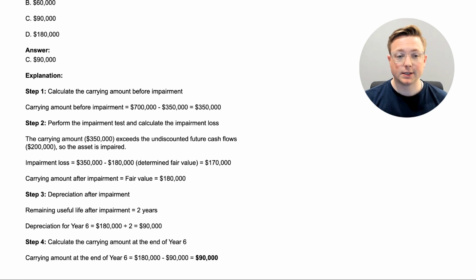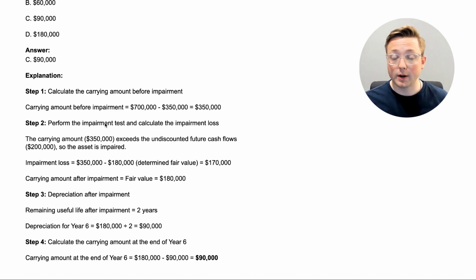All right, here we are. The answer is C. $90,000 is going to be the carrying amount at the end of year 6. So let's walk through this. First, of course, you have to figure out the carrying amount before they even considered impairment. We were given $350,000 of depreciation, and that makes sense. It had a 10-year useful life with no salvage value. 5 years have passed. 5 times 70,000, 350,000. So that makes sense why that's the carrying value going into year 6.